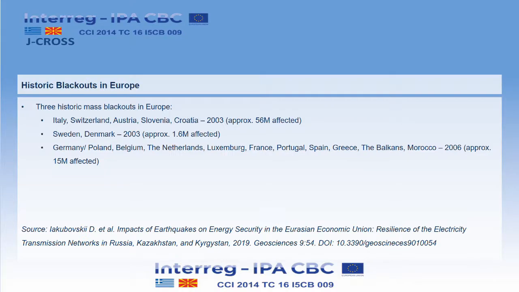Three historic mass blackouts in Europe: Italy, Switzerland, Austria, Slovenia, Croatia 2003, approximately 56 million affected. Sweden, Denmark 2003, approximately 160,000 affected. Germany, Poland, Belgium, the Netherlands, Luxembourg, France, Portugal, Spain, Greece, the Balkans, Morocco 2006, approximately 15 million affected.